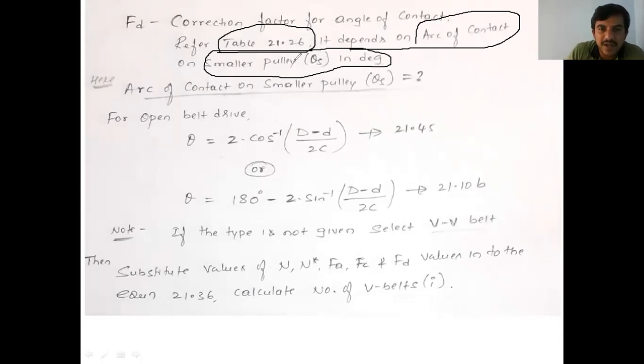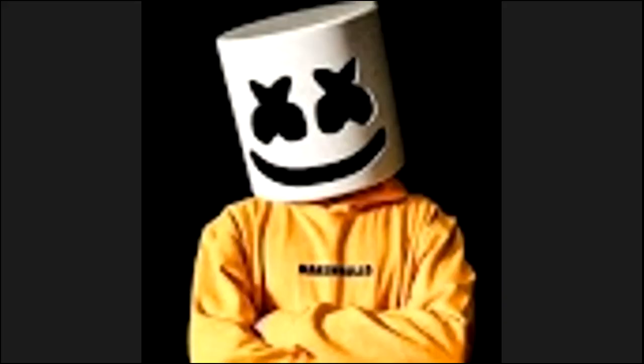First we determine theta s, the arc of contact for the smaller pulley. How to calculate the arc of contact for the smaller pulley? We already know that the V belt is always an open belt, right? So we go for equation number 21.10b.